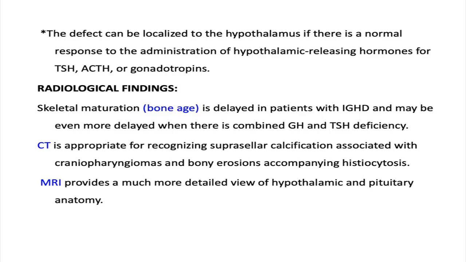Regarding the radiological findings, skeletal maturation, that's to say bone age, is delayed in patients with isolated growth hormone deficiency and may be even more delayed when there is combined growth hormone and TSH deficiency, as in panhypopituitarism. The bone age we measure by using a special atlas for its calculation. There are two methods. One is called RUS, radius-ulna-short bones scoring, which is British, and the other is Greulich and Pyle, which is American.